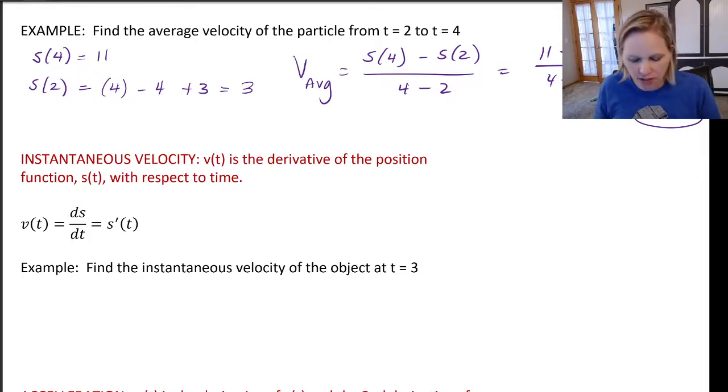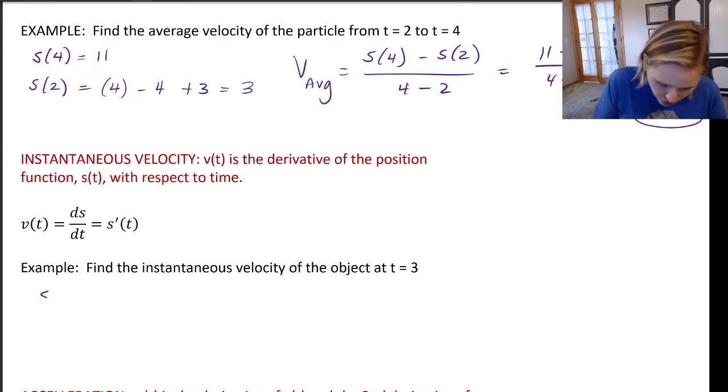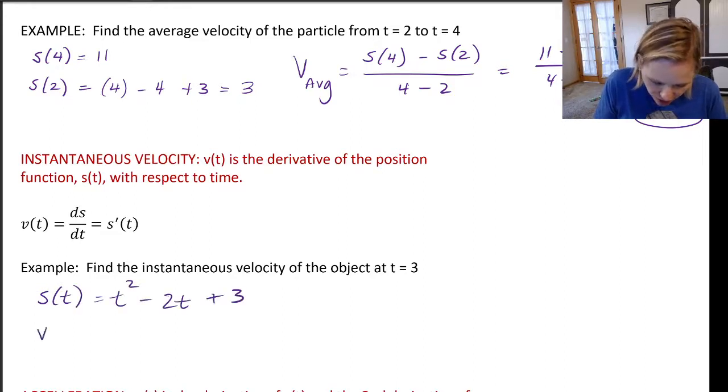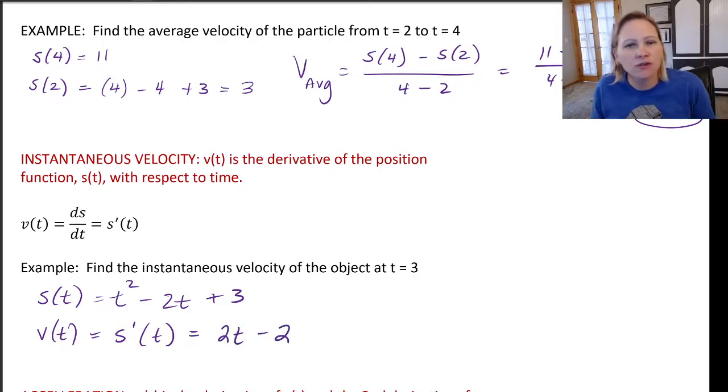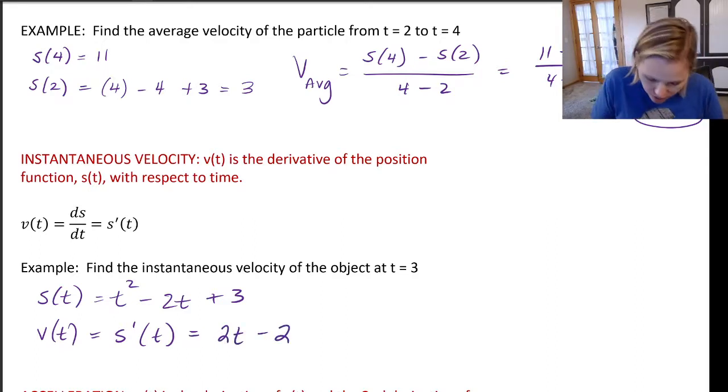So if I want to find the instantaneous velocity of an object, I need to take its position function, which again is t squared minus 2t plus 3, and I'm going to find that the velocity is just the derivative of this function. So it's just 2t minus 2. So if I want to find the velocity at t equals 3, I'm going to find s prime of 3.